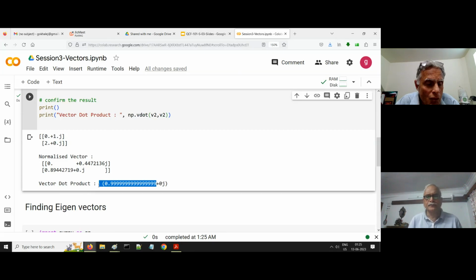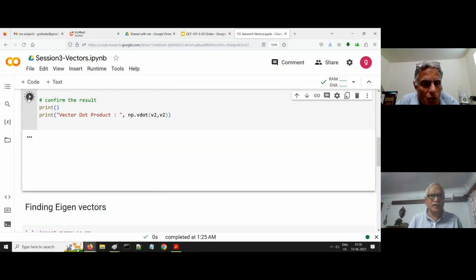All right, and the dot product obviously will give me a real number, a scalar quantity. So the imaginary part would be equal to 0. Okay, so that was about normalization.